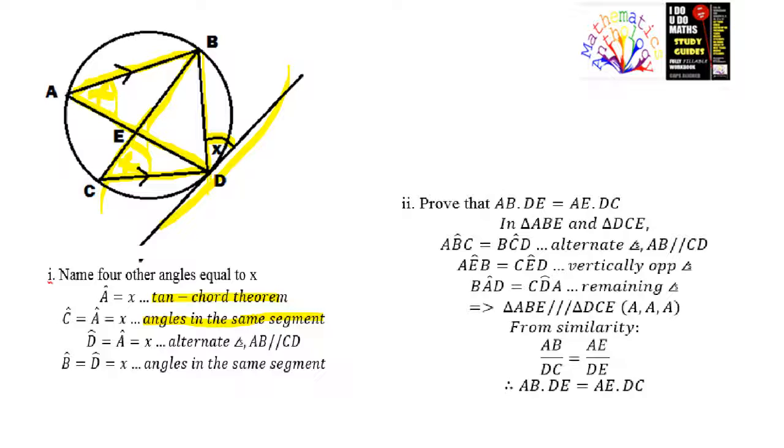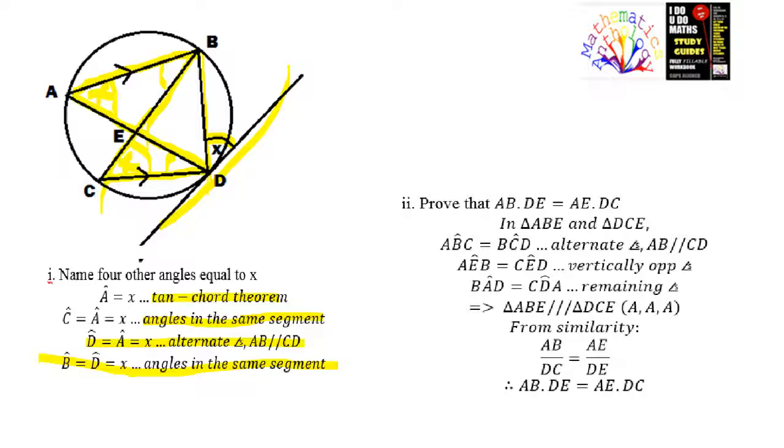We need to find another angle for x. If I look at angle A, I can see parallel lines, so I should look for alternate, corresponding or co-interior angles. Because of the crossing lines in the middle, I'll look for alternate angles. So angle A is equal to angle D because of alternate angles. So angle D should also be x. Then angle B is equal to angle D because of angles in the same segment. So angle B is also equal to x. So those are my 4 angles that are equal to x.